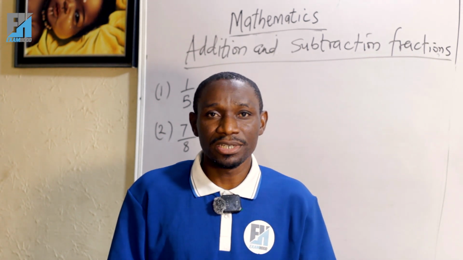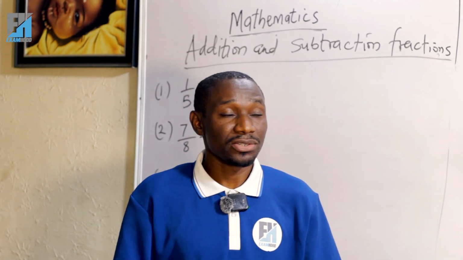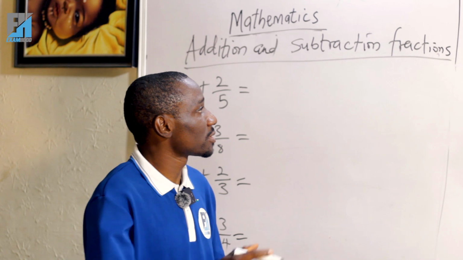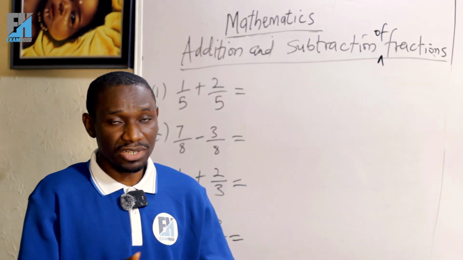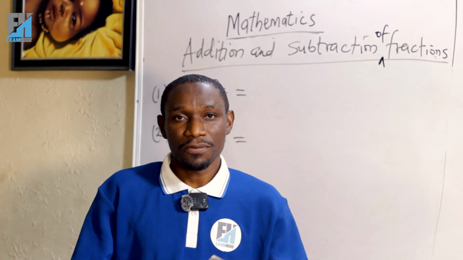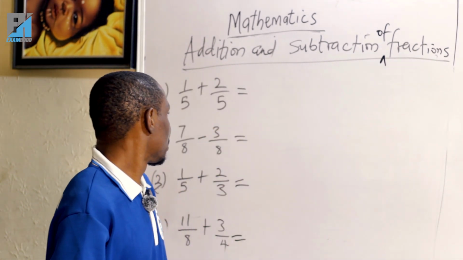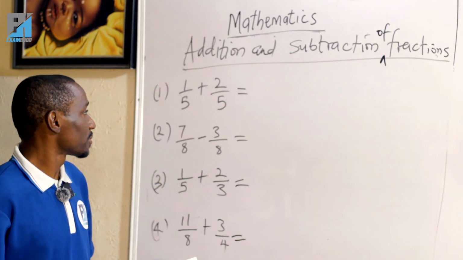So we are still treating problems in mathematics for primary 5. Today we want to look at addition and subtraction of fractions. We have treated some aspects of fractions, so today we want to continue from where we stopped. Let's look at these problems.